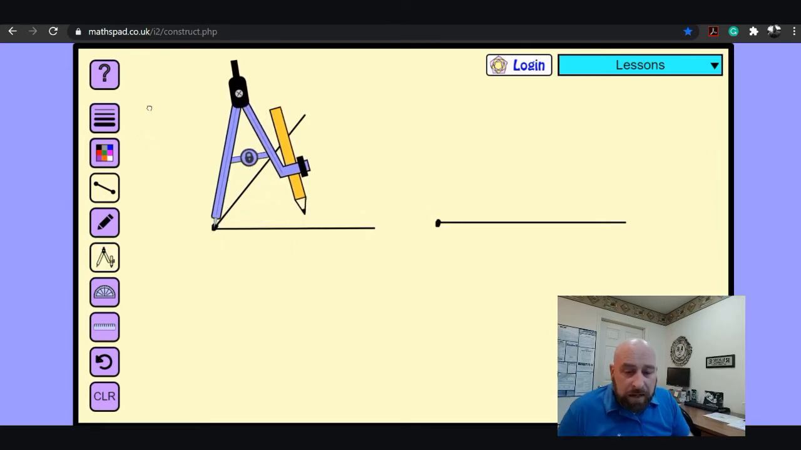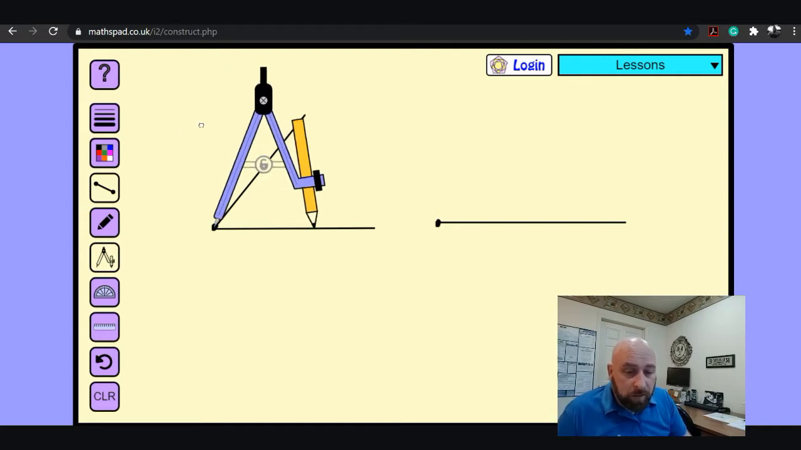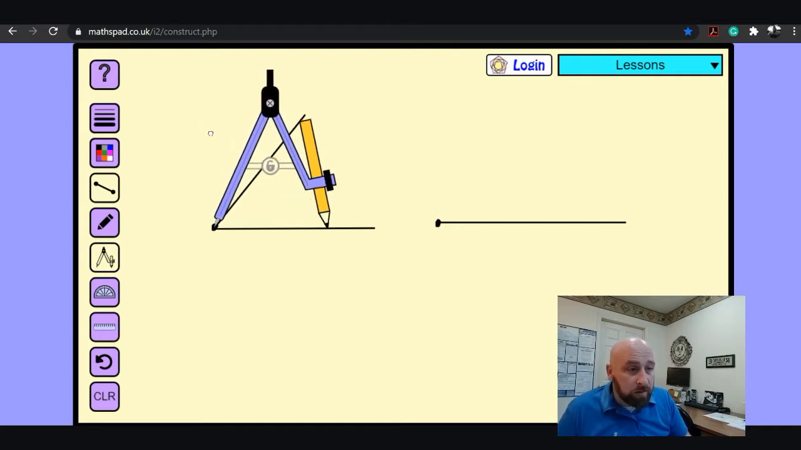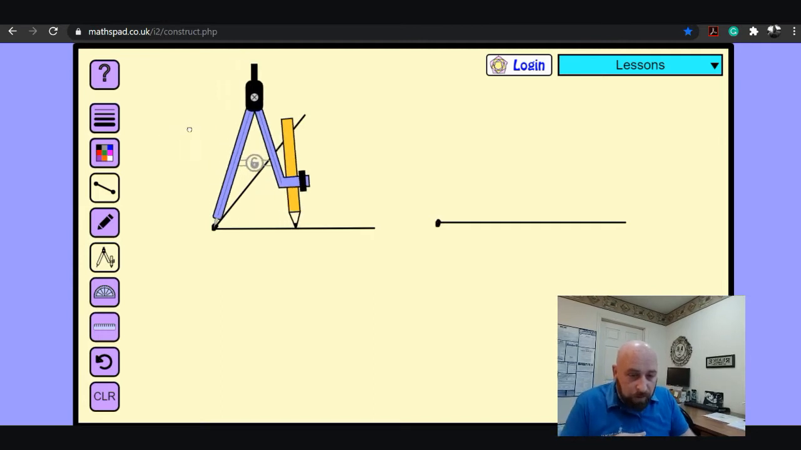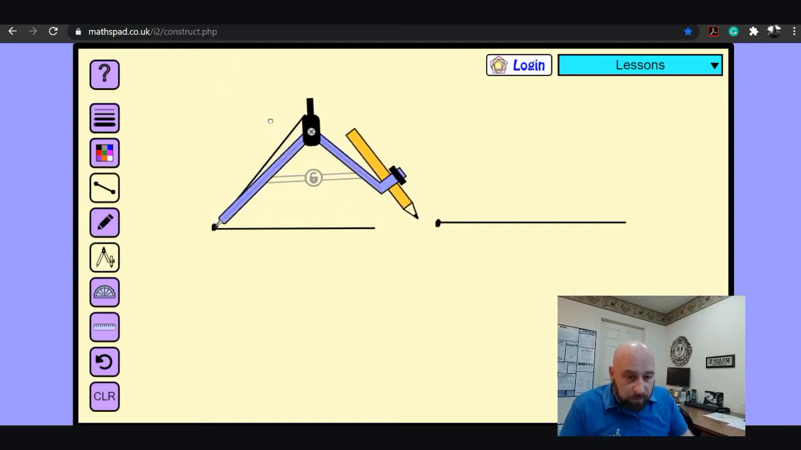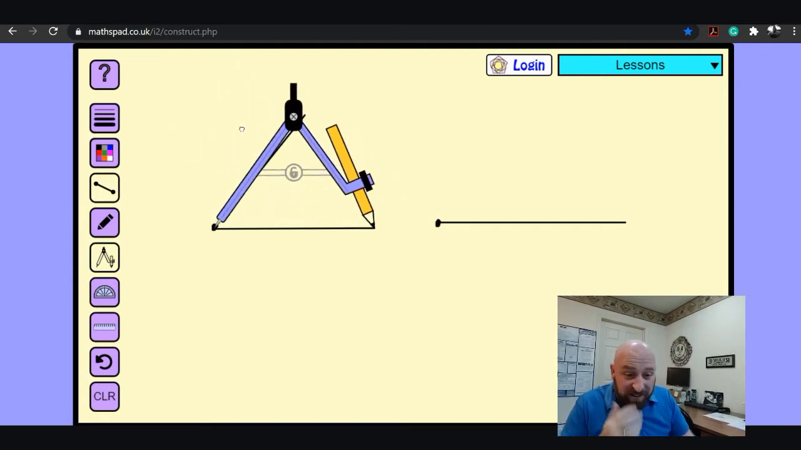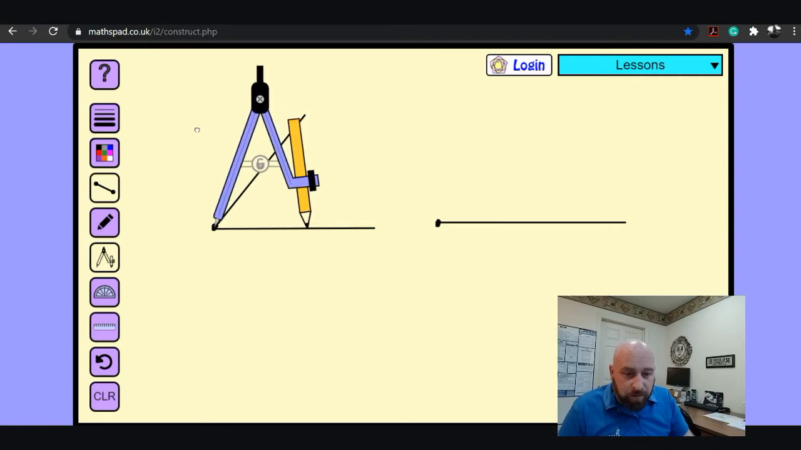Okay, so let's go ahead and put our compass on the vertex of the angle, and we can put this anywhere we want to on this line. So just find some place that's comfortable for you. Again, you don't want it real close, because that's going to be hard to draw. You don't want it too far down there, because then it's also going to be too hard to draw. So just find a nice comfortable spot and lock it in.